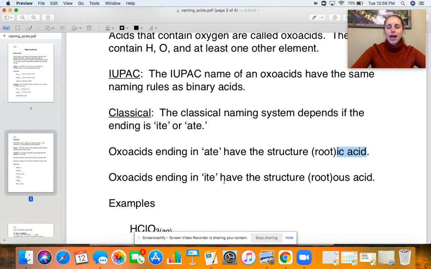If an oxo acid ends in ite, so if it's got an ite ending, it's going to be almost the exact same thing. We're still not going to have a hydro, but instead of ic, we're going to have ous. So we're going to have the root, whatever the root is, ous, acid.